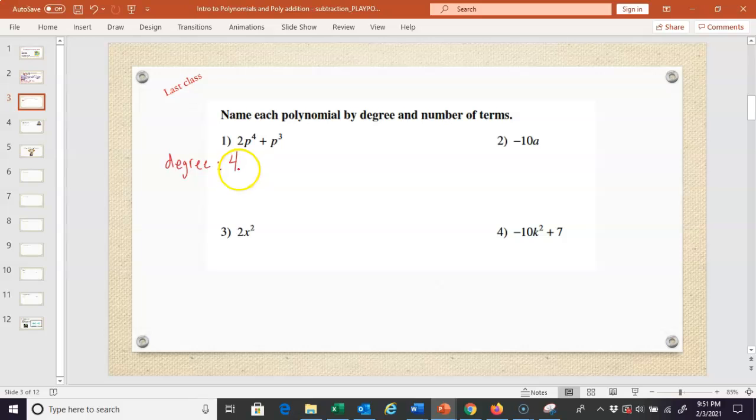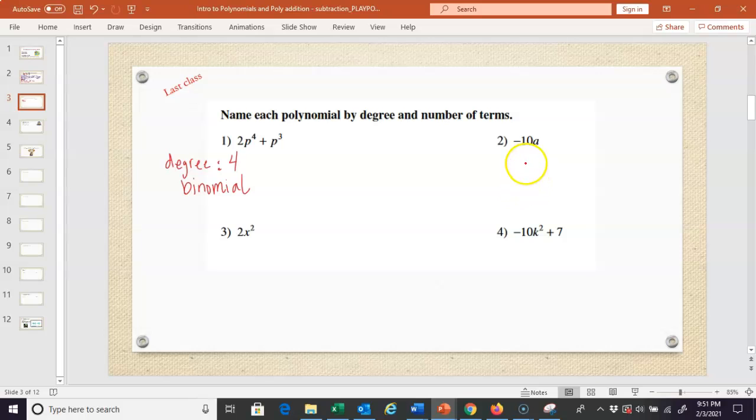And there's none to add together, right? Because each term just has one variable. All right, and then this has 2 terms, so that is considered a binomial. Remember that game we played last class? This is just one more practice with that.